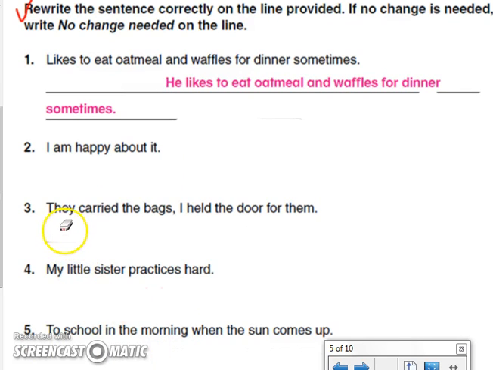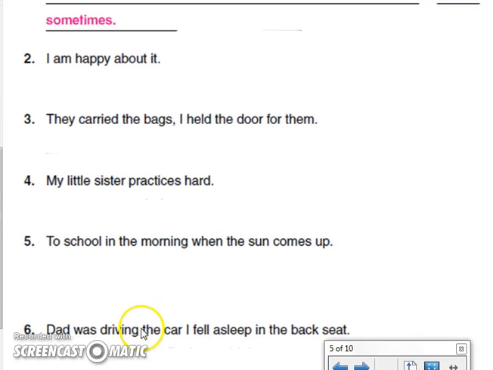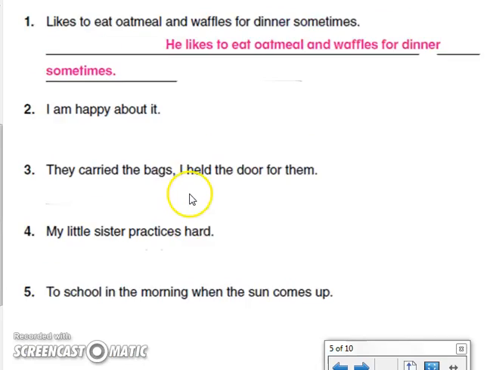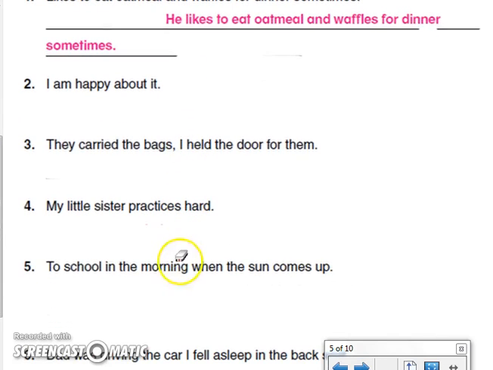Number 3. They carried the bags, I held the door for them. Is it correct? Then write no change needed. If it's not, pause and rewrite it so it is correct. Number 4, my little sister practices hard. If it's correct, say no change needed. If it's not, pause and rewrite.